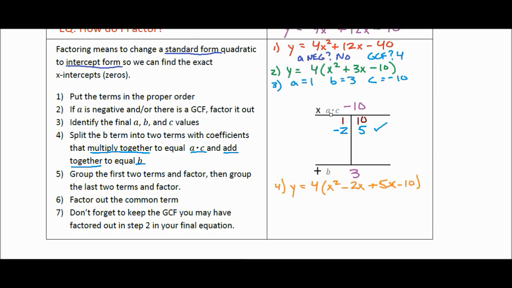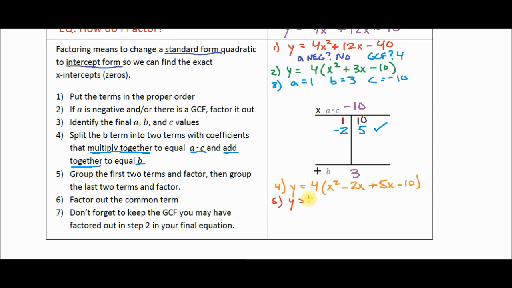Let me fix this real quick, and I'm going to run out of time, but let's try to get this right. This is 5x. Okay, step number 5. Guess what? Grouping. This is what we've learned when we've been distributing. Group the first two terms and factor, and group the last two terms and factor. So watch what I'm going to do. I'm going to write this equation out.